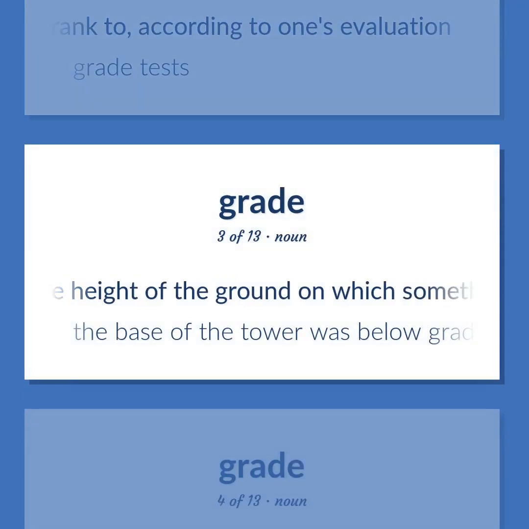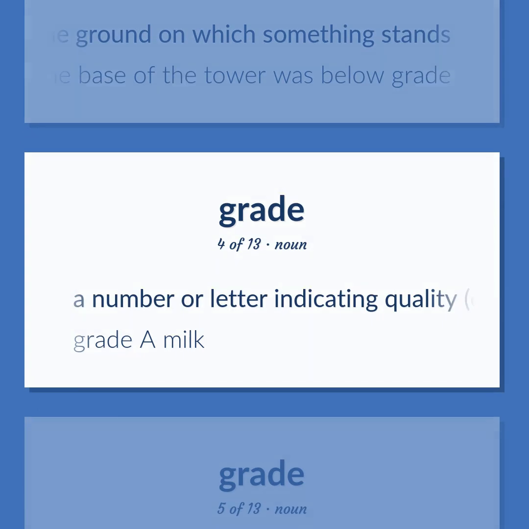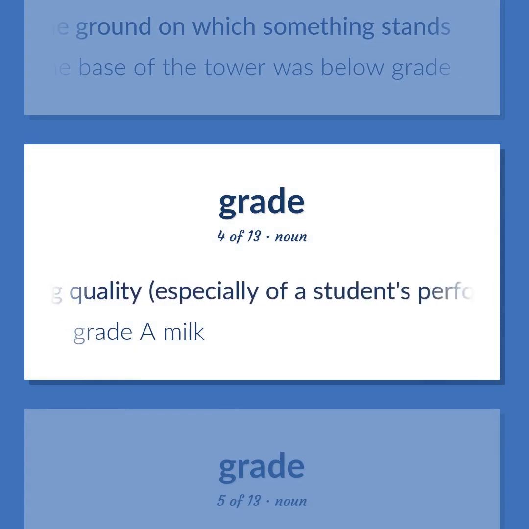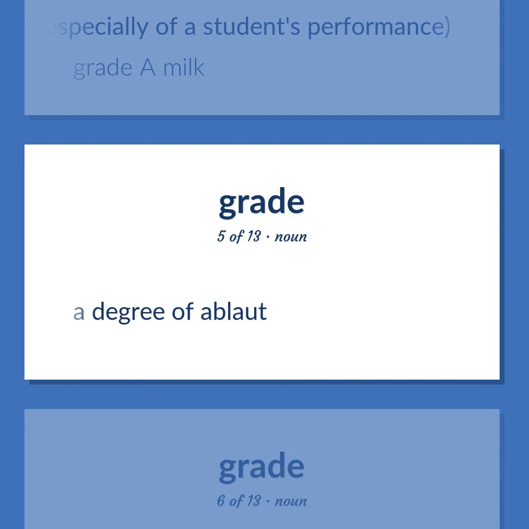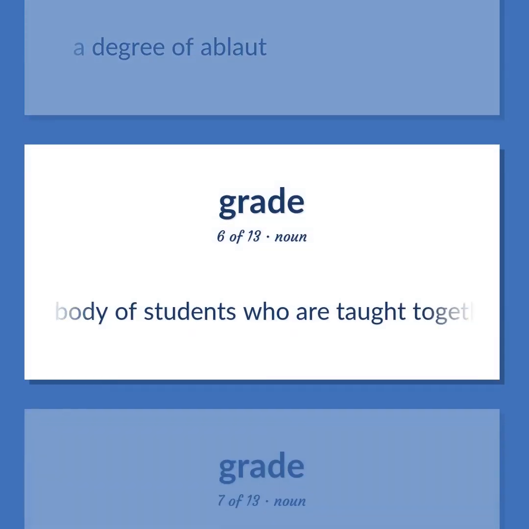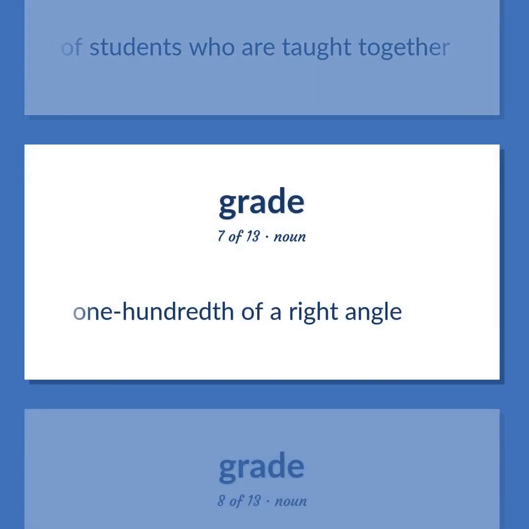The height of the ground on which something stands. The base of the tower was below grade. A number or letter indicating quality, especially of a student's performance. Grade A milk. A degree of ablaut. A body of students who are taught together. 1/100th of a right angle.